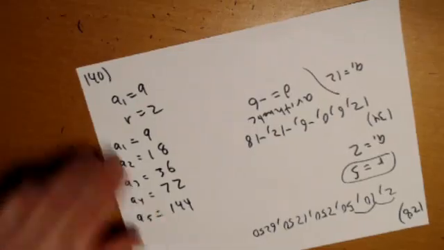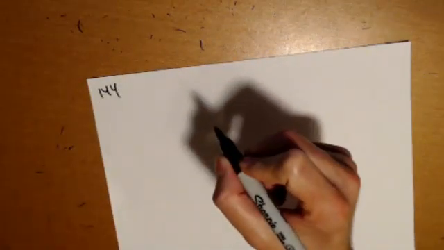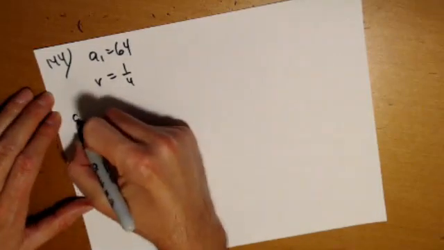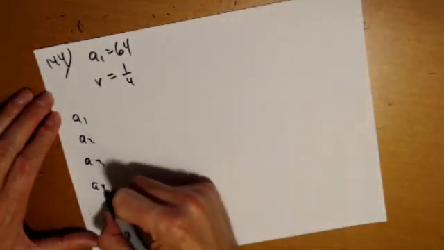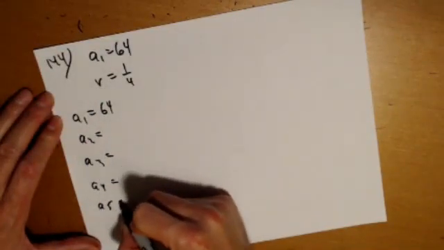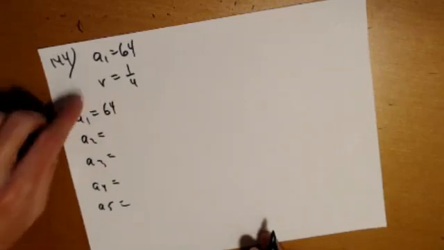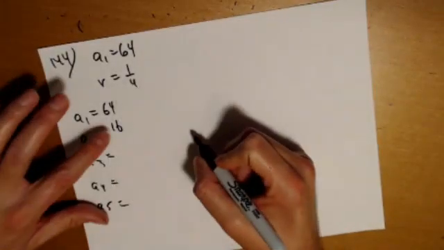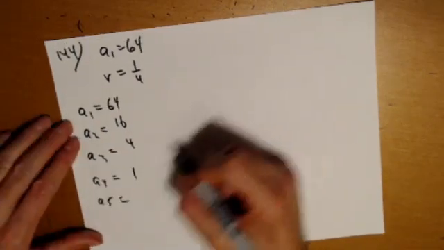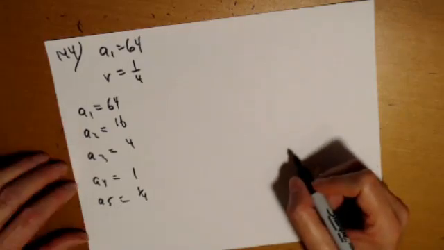Let's try 144. So, how tricky could they be? Not that tricky. Like maybe they just give you a fraction. No big deal. So they say A1 is 64, R is 1/4. A1, A2, A3, A4, A5. Okay, the first guy is 64. So on my calculator, multiply by a fourth. Okay. Multiply by a fourth. Multiply by a fourth. Multiply by a fourth. Okay. That was easy.